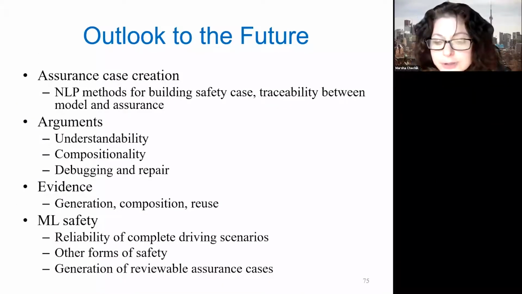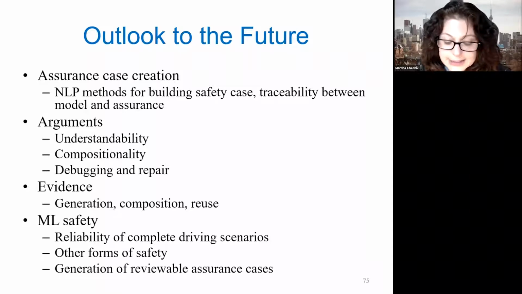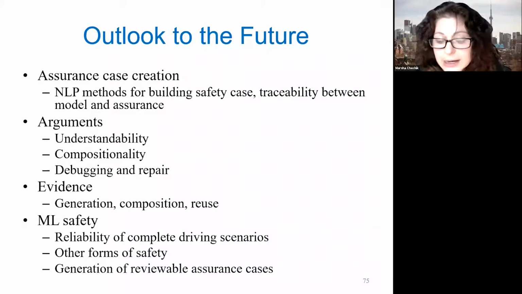In terms of the outlook of the future, assurance case creation is expensive. So one of the things that we've started thinking about, and again, I'm no expert here, is using NLP methods for building safety cases, as well as traceability between system models and assurance artifacts. And then broadly, we're interested in argument understandability, compositionality, debugging and repair, as well as anything related to evidence. Evidence generation, evidence composition, evidence reuse, and broadly generalizing ideas for ML safety to reliability of complete driving scenarios, as well as other forms of safety.